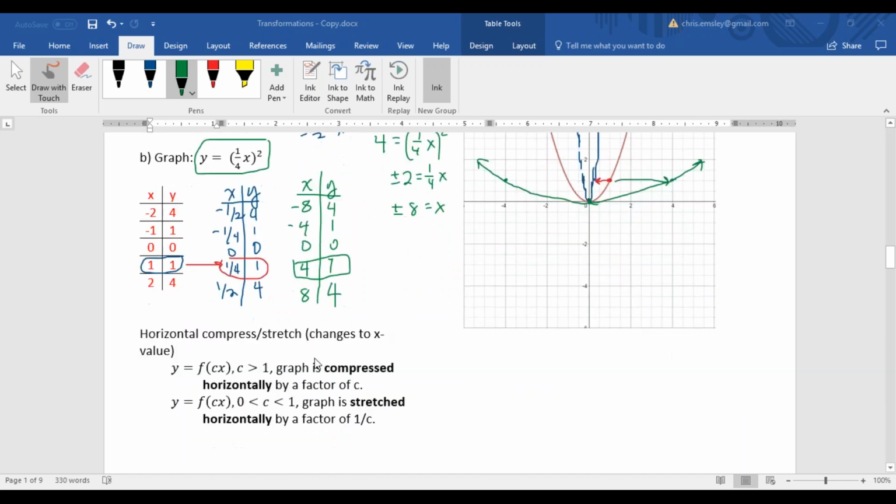Okay, so here's our little summary here. Anytime we have a multiplier inside the function, that's going to be either a horizontal compress or stretch. That means changes to the x value. And if that constant is greater than 1, the graph is compressed horizontally. If that constant is between 0 and 1, the graph is going to be stretched horizontally.